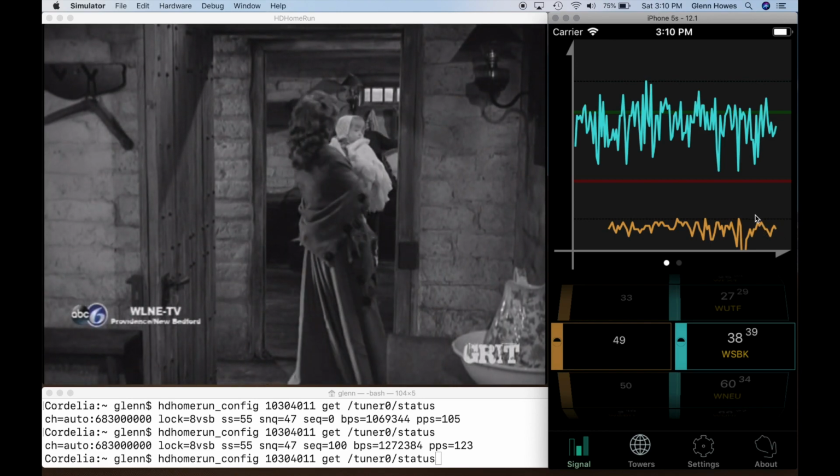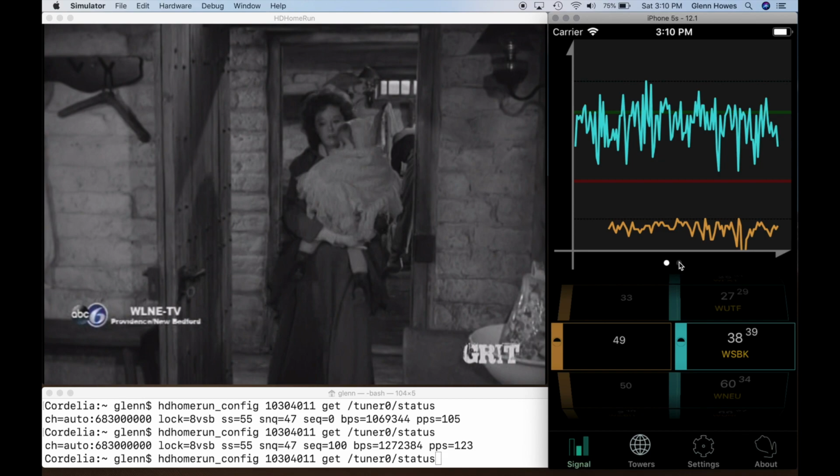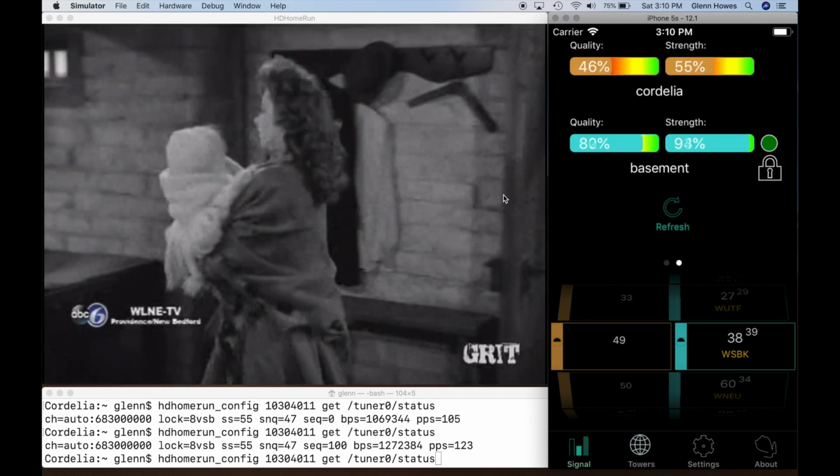Spend the time to make sure that over time the signal quality stays high. Don't let randomness fool you.